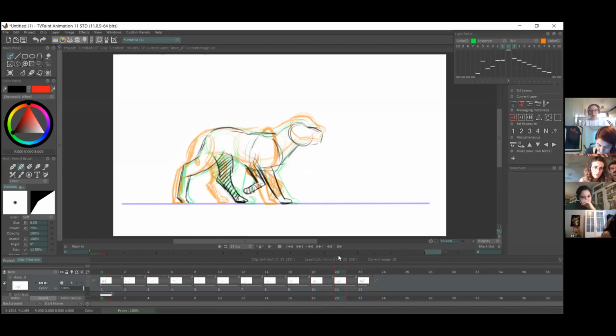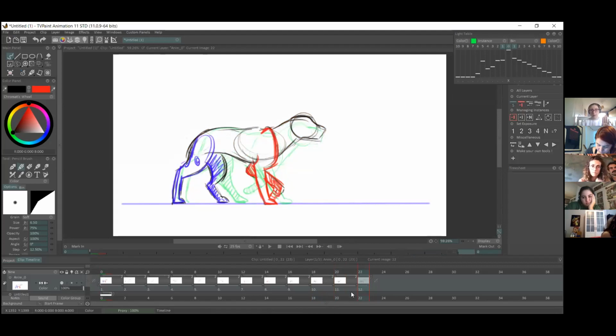So you have a reference, because the cycle has to be pretty smooth, it's good to have that so you can match up to the first frame basically.